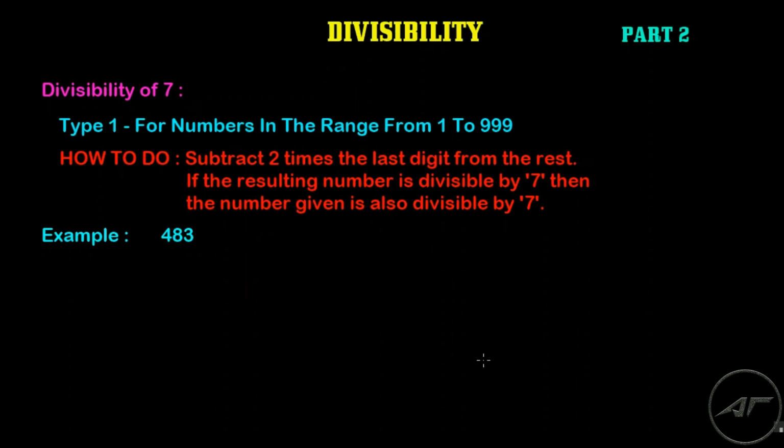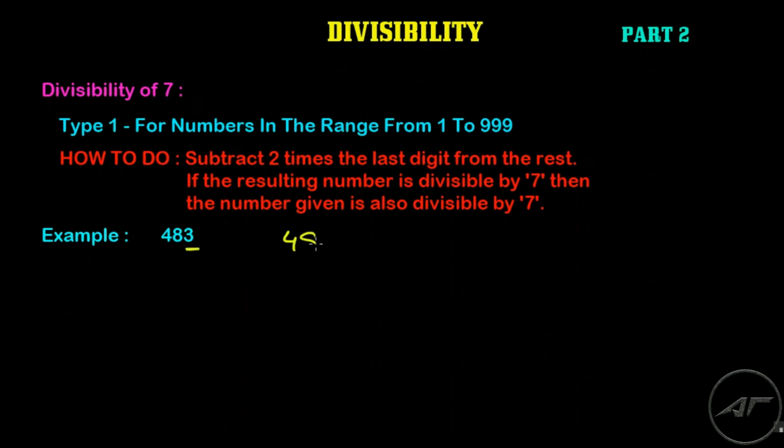And the rule for it is, suppose you're given a number like 483. What we have to do is subtract 2 times the last digit from the rest. And if the resulting number is divisible by 7, then the number given is also divisible by 7. So as an example, we have taken 483. Now, what we can see is that the last digit over here is 3.